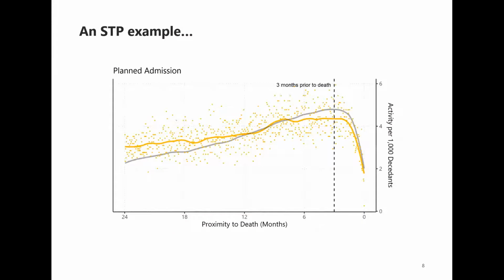The previous charts were for the Midlands, but here is an example of one of the STP charts. The example is for planned admissions. STP data points and STP curve are represented in yellow, and the Midlands curve is in grey. For this STP, the use of planned admissions on average starts higher than the Midlands, but as proximity to death reduces, their use declines, and around 9 months before death, there are fewer planned admissions per decedent when compared to the Midlands.